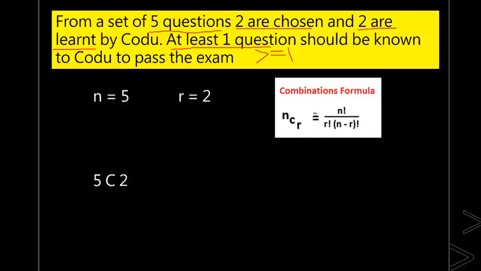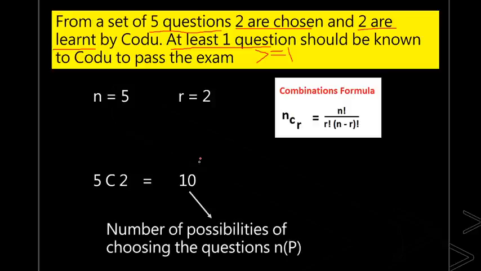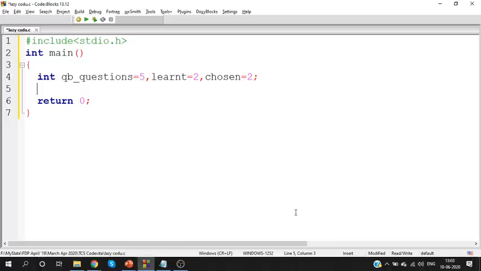Use this formula: 5 factorial divided by 2 factorial into 3 factorial. Substitute, and you will get your result as 10. Is it clear? So what does this 10 indicate? 10 is the total ways of choosing the question. This 10 is the number of possibilities of choosing the question, not passing. We are just saying the number of possibilities of choosing the question is 5C2. So we'll do it here.